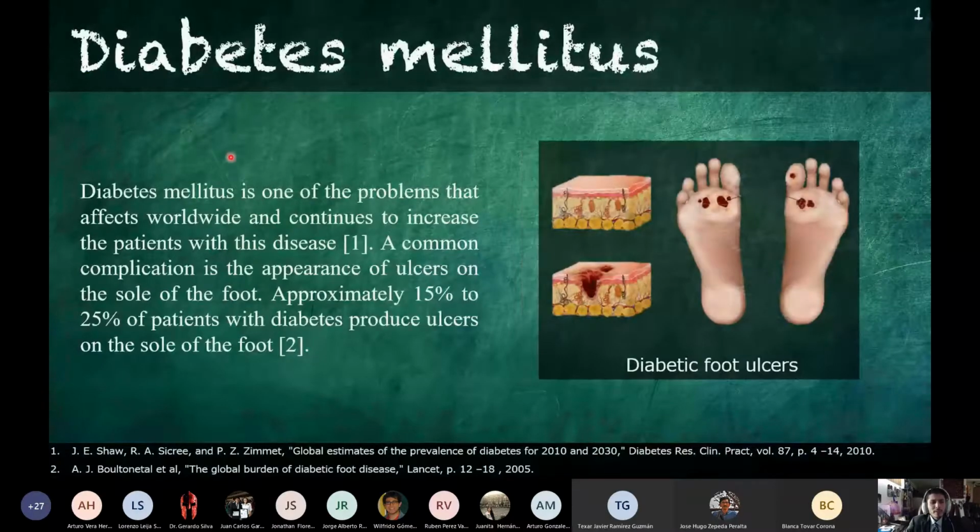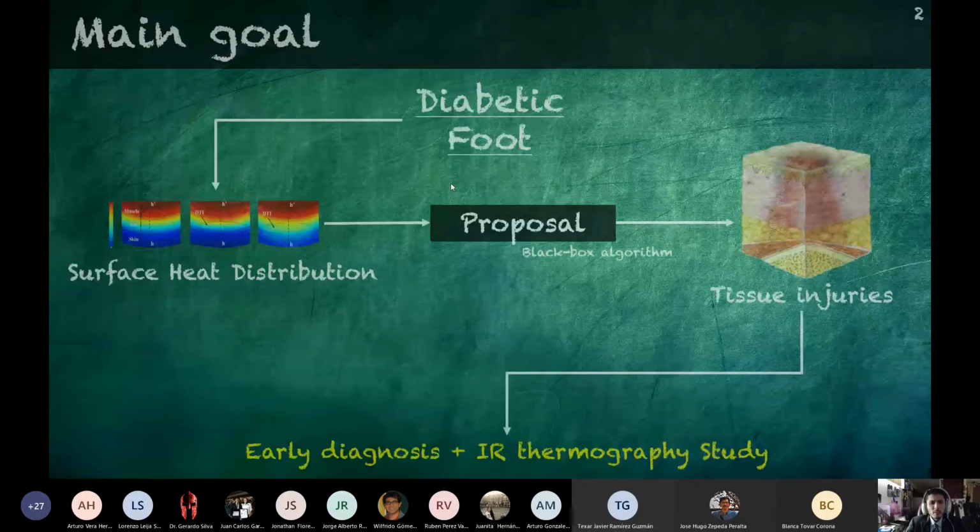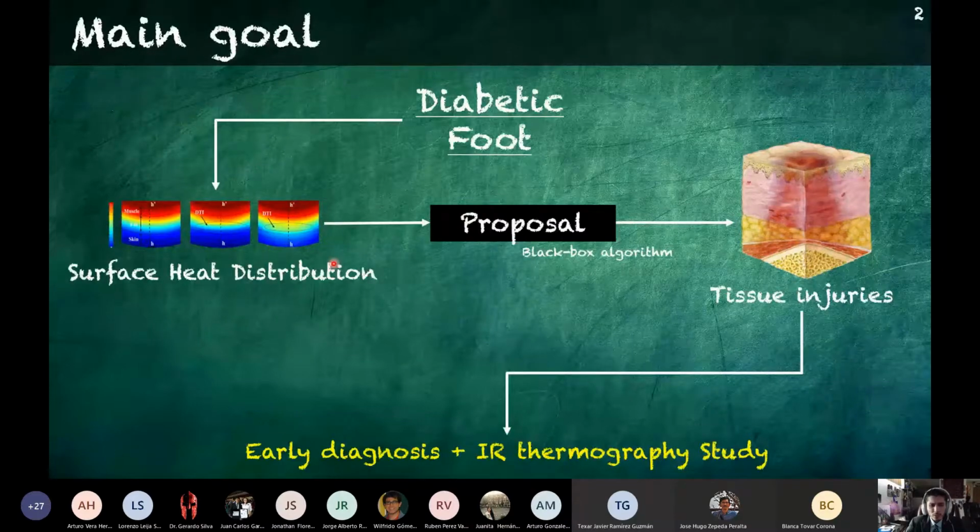A brief background of our problem is that diabetes mellitus is one of the problems that affects the population worldwide, and unfortunately every year it increases in numbers. A common complication of these patients is the appearance of ulcers on the sole of the foot, which the statistics say approximately 15 to 25% of patients will have, for several reasons. The most common one is inappropriate walking shoes.